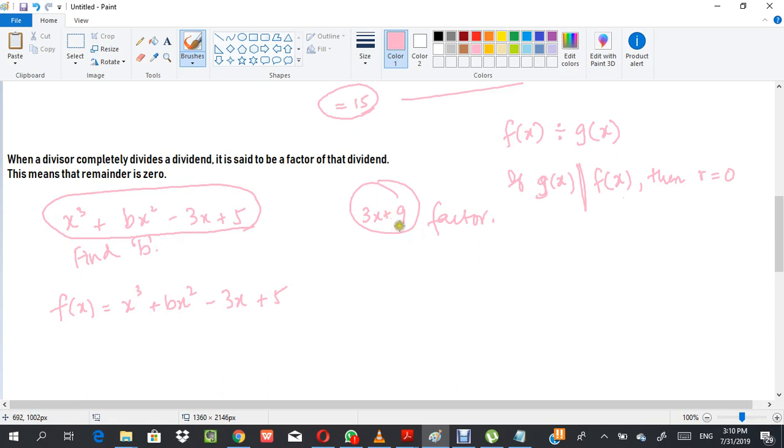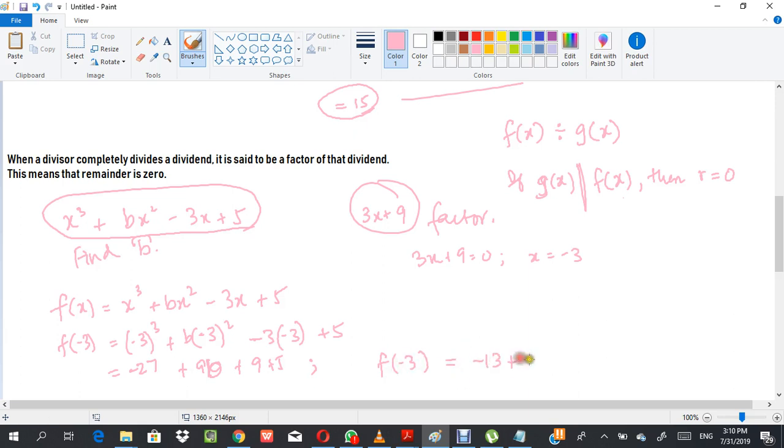Now again we'll come back to our divisor. So 3x add 9 is equal to 0, x is equal to negative 3. Now I'm going to put f of negative 3 here. So we have negative 3 cubed add b times negative 3 squared minus 3 times negative 3 add 5. So this is negative 27 plus 9b plus 9 plus 5. Fine, so this is negative 27, add 9, add 5, which is negative 13. So we have f of negative 3 is equal to negative 13, add 9b.